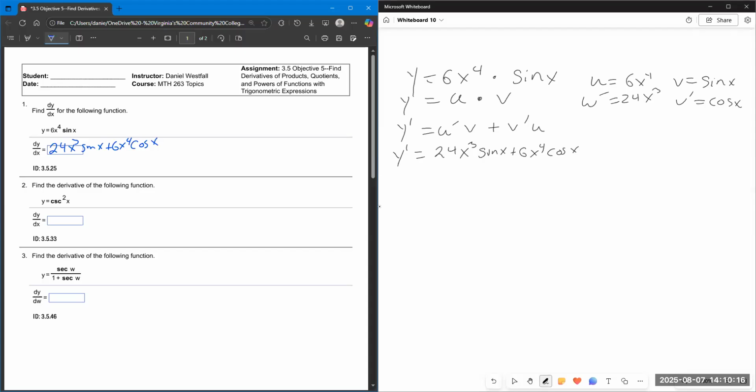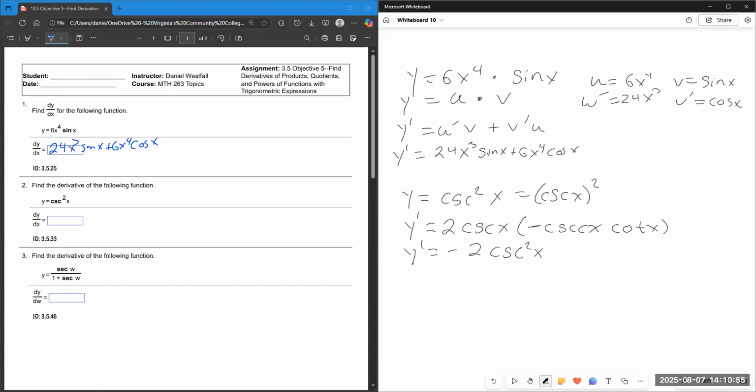Okay, so that was a product rule example. Now let's do a power rule example. Y equals cosecant squared x. So this is the same thing as cosecant of x to the second power. So y prime is going to be 2 cosecant x times the derivative of cosecant, which is negative cosecant cotangent. So that's going to make y prime equal to negative 2 cosecant squared cotangent.